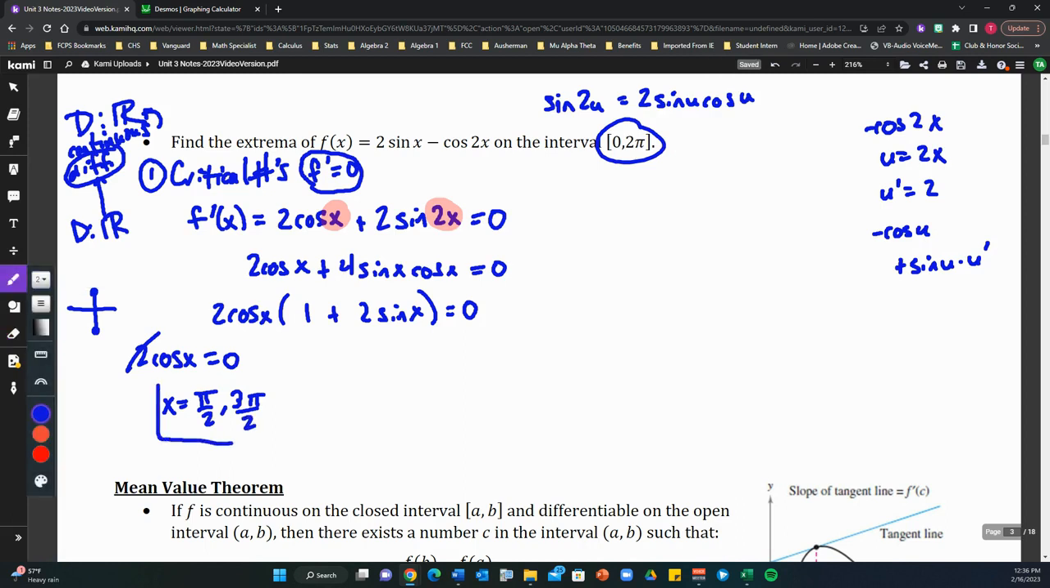So those are our first two critical numbers. Now we've got to set the other factor equal to 0 and solve as well. So if I subtract 1 and divide by 2, we end up getting sine of x equals negative 1/2. Now I need to brainstorm on my unit circle. Sine is the y coordinate, and negative 1/2 means I'm down in the third and fourth quadrants.